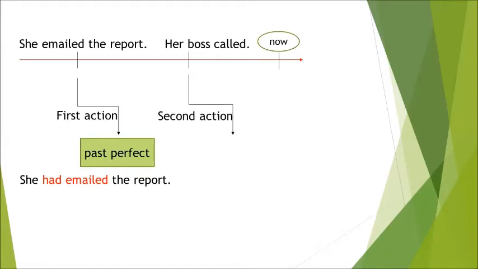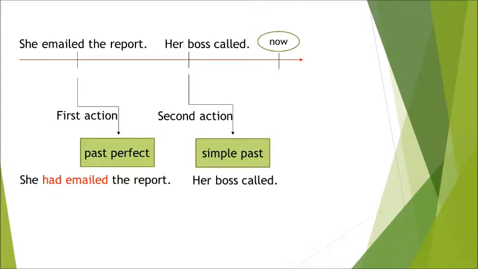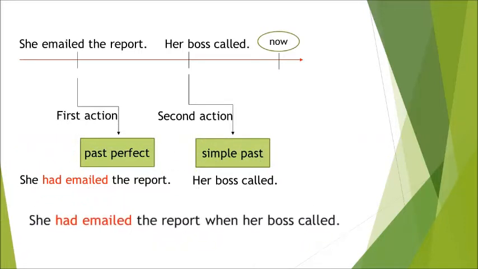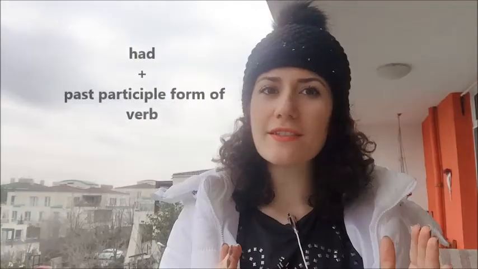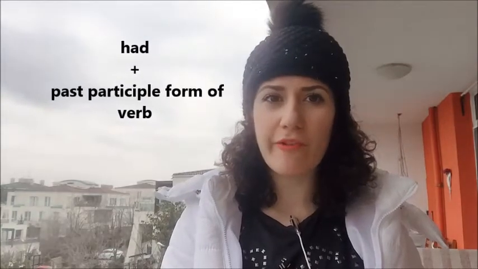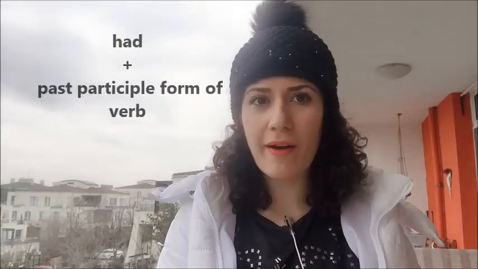And the other action is the second one. So I use simple past and say her boss called. The final sentence is like this. She had emailed the report when her boss called. What's the structure for making past perfect sentences? It's quite easy. Use had and past participle form of verb, or PP form of verb.